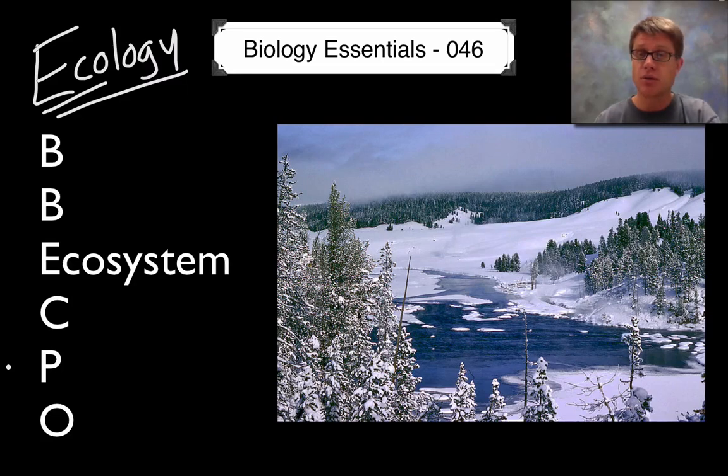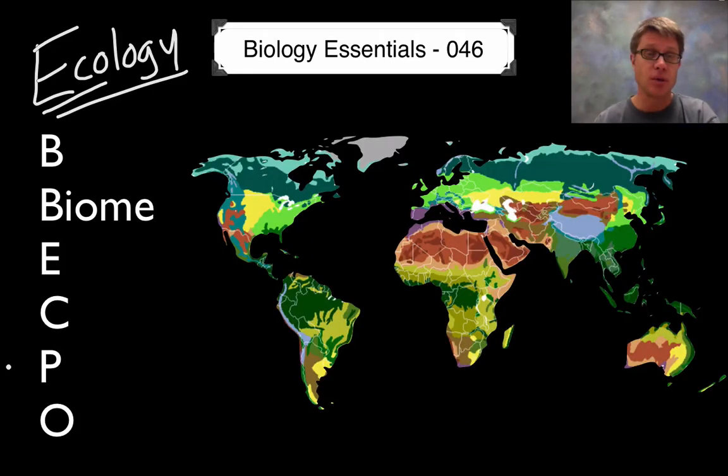So this would be a picture of the greater Yellowstone ecosystem. It's not going to only include the elk and the wolves and the bison, but it's going to include the temperature and the pH of the water and the amount of moisture that they get. So that's the ecosystem. If we look broader than that, the next one would be biome.